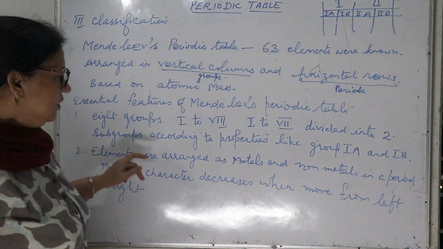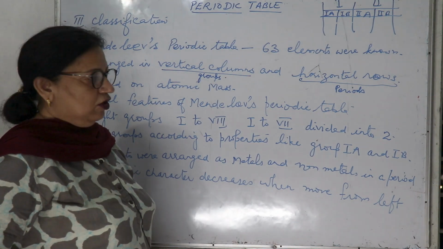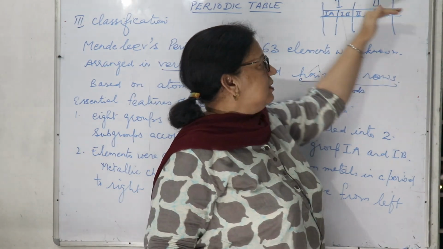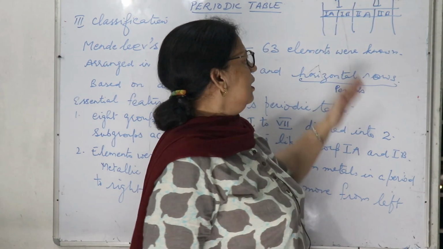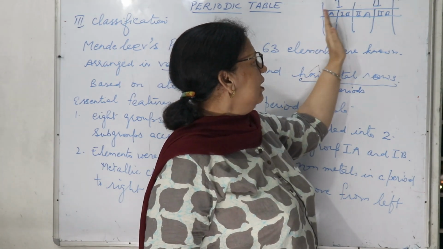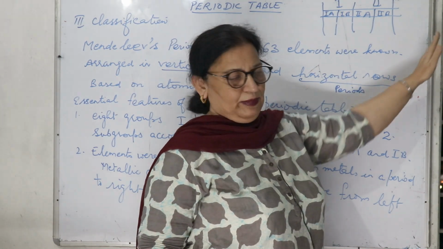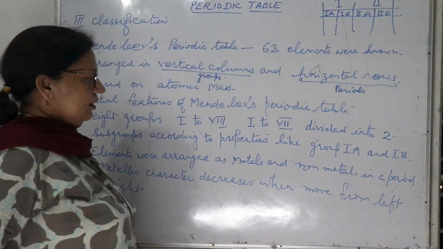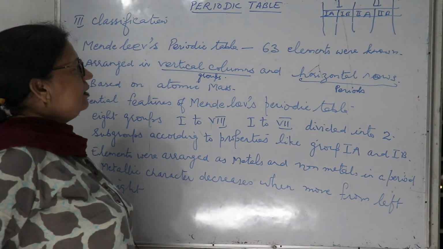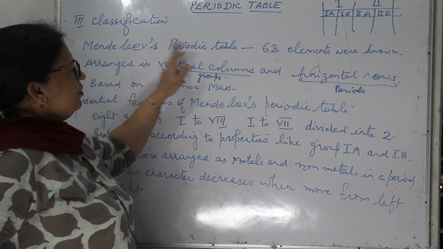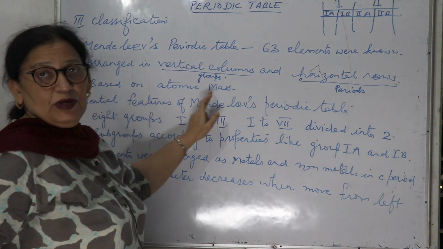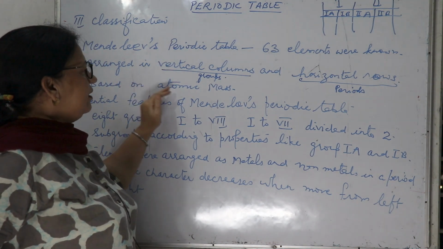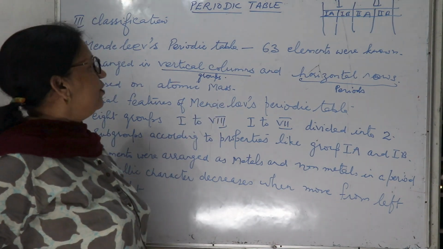At the time of Mendeleev, elements were arranged as metals and non-metals in a period. Horizontal rows are called periods, and vertical rows are called groups. So elements are arranged as metals and non-metals. As we move from left to right, non-metallic character increases and metallic character decreases. And this Mendeleev periodic table is based on atomic mass. The property on which the table is made is the atomic mass of the element.